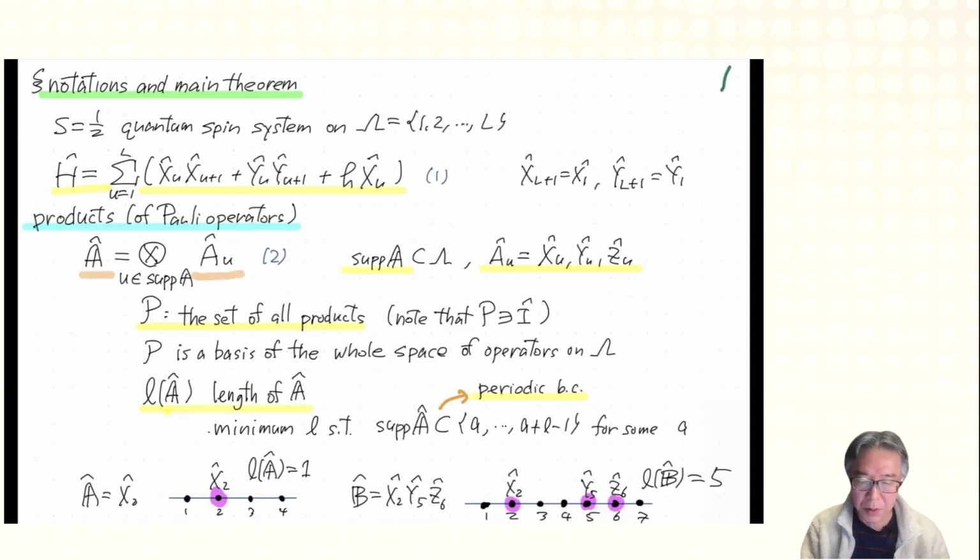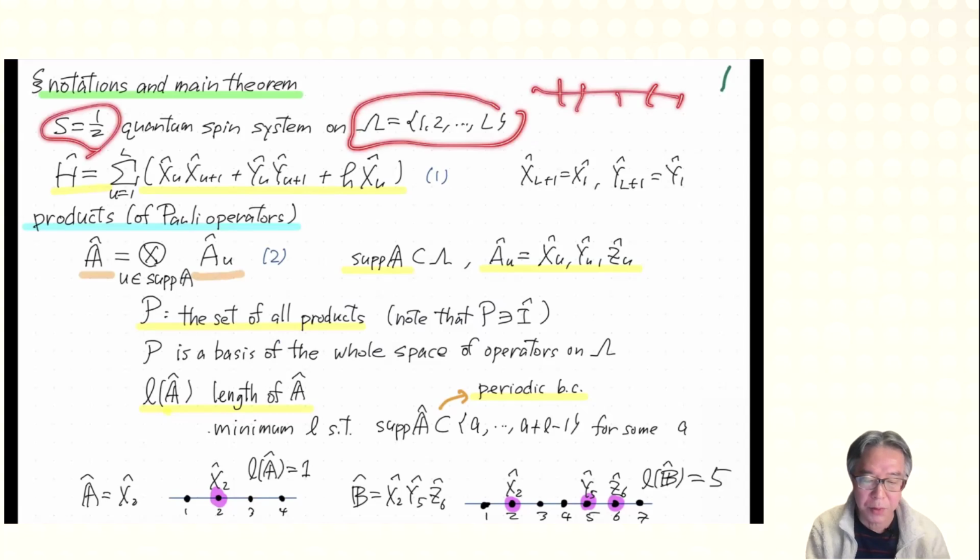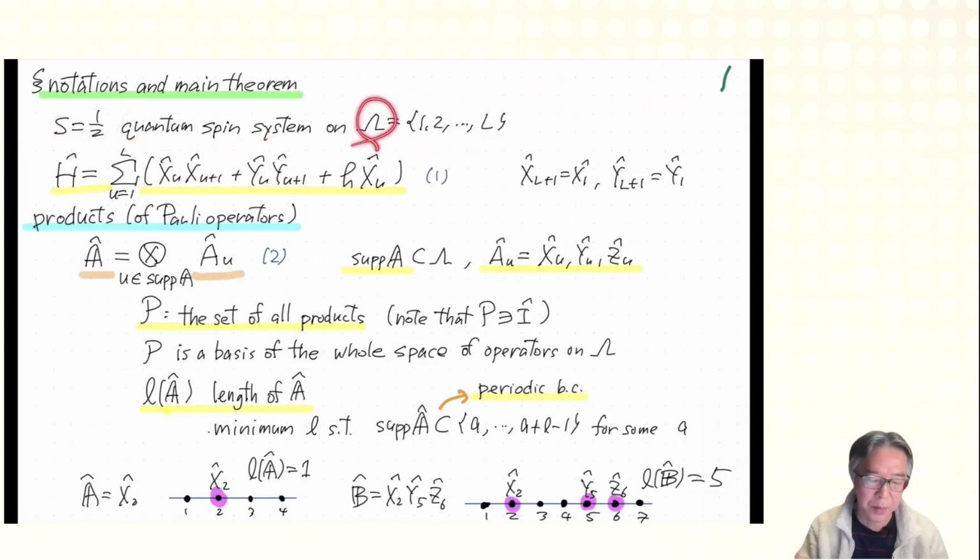Let me recall that we are working on this one-dimensional chain with L sites and considering a spin 1/2 quantum spin system on this lambda. So this is our Hamiltonian. We have nearest neighbor interaction XX and YY, and also the magnetic field in the X direction. We impose periodic boundary condition.